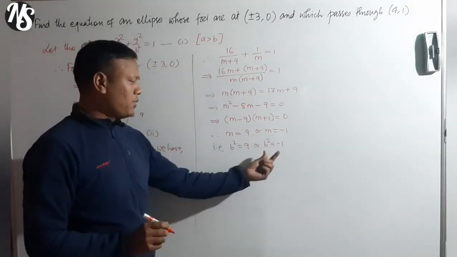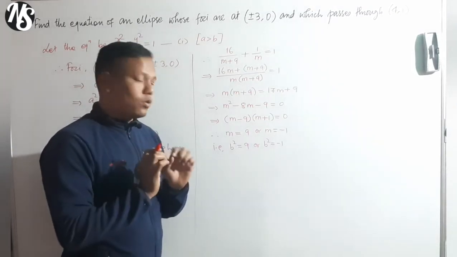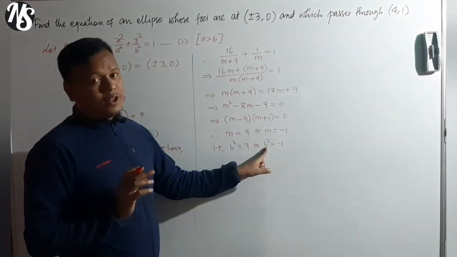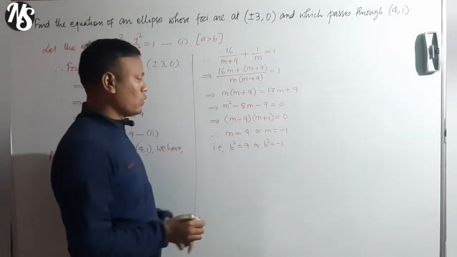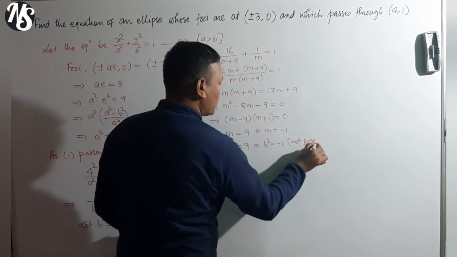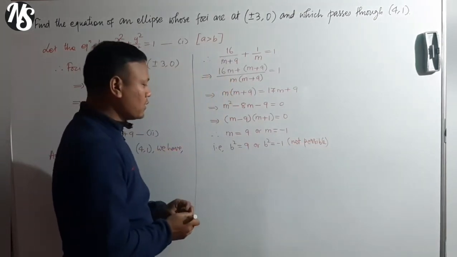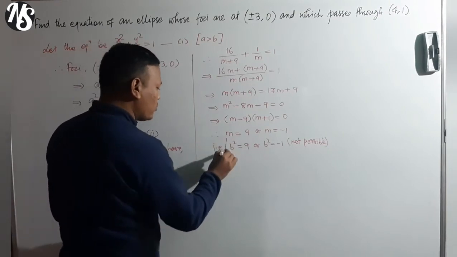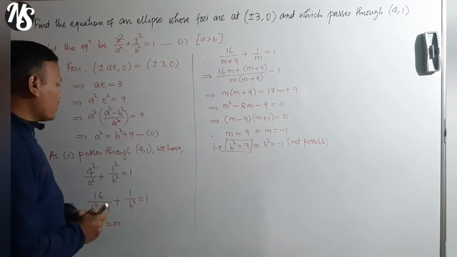Now see here carefully, b square equals minus 1. Is this possible? No, because we cannot have the square of any number to be negative. Can we have? No, right? So this is not possible. If it is not possible, then we take the value of b square to be 9. Okay, so we got the value of b square.